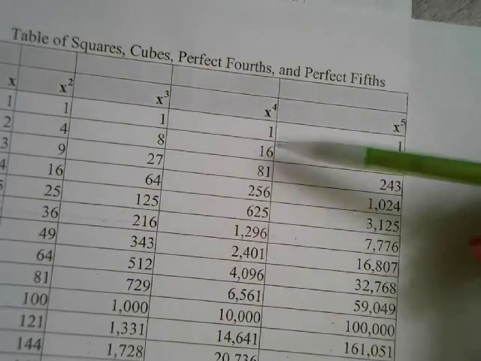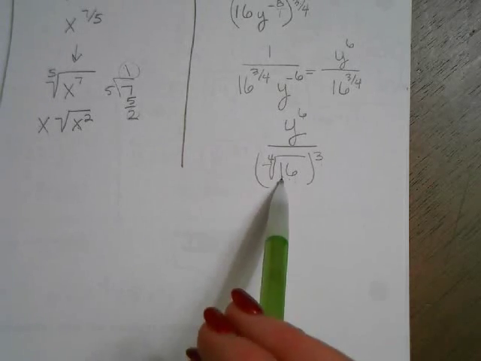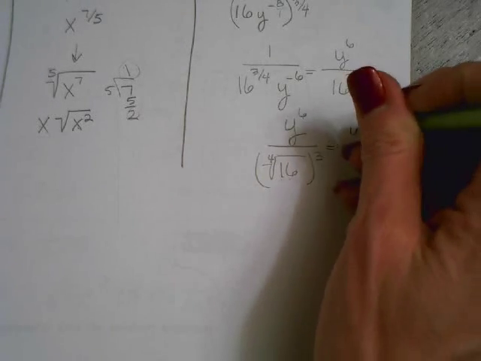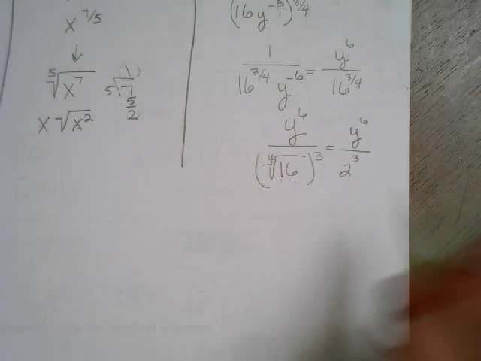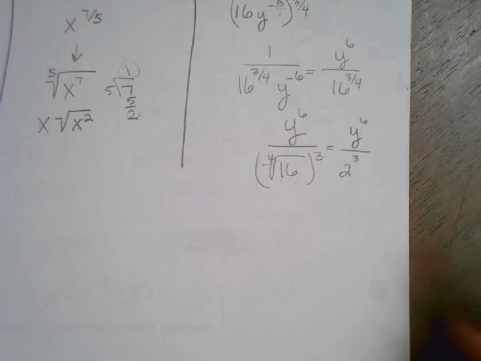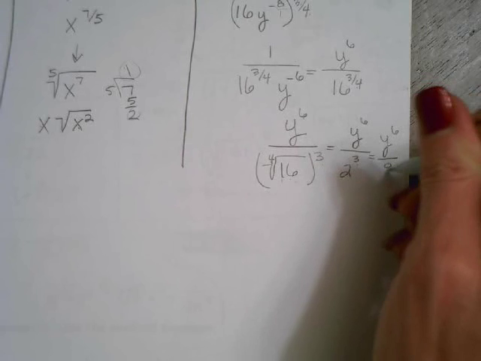Well, let's see if we have a 4th root of 16. So I look here on my sheet. I have 16. I do have a fourth root, and that root would be 2. So the fourth root of 16 is 2. Then I can rewrite this as y to the 6th all over 2 cubed. So what is 2 cubed? It's 8. So this becomes y to the 6th all over 8.